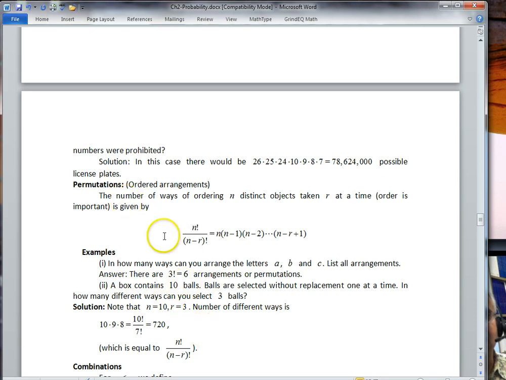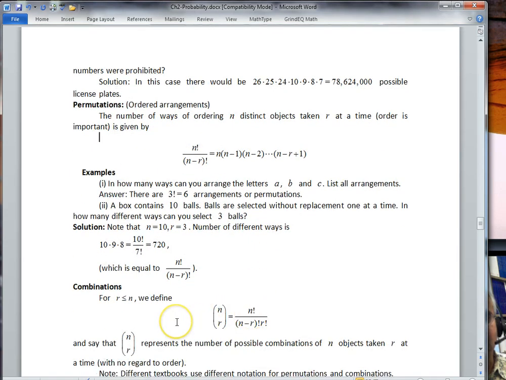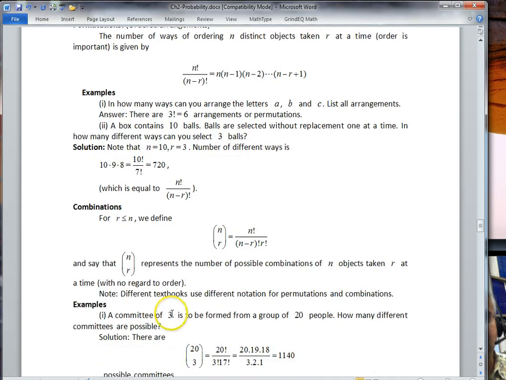Now if order is not important, then we call them combinations, and combinations by definition is nCr, which is n factorial over (n minus r) factorial times r factorial, where this represents the number of combinations of n objects taken r at a time with no regard to order.